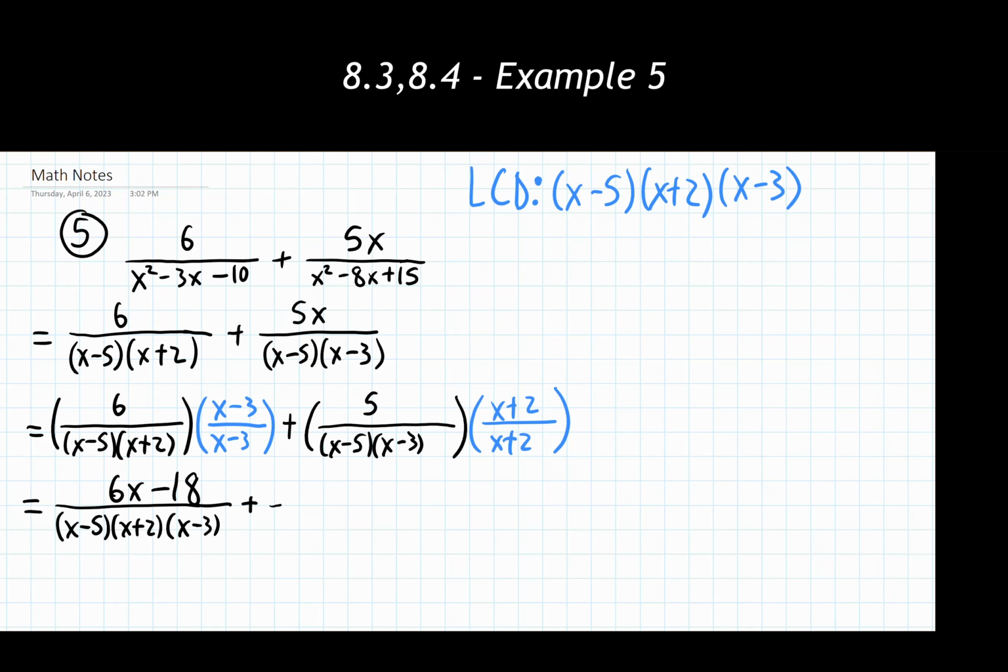Now I'm adding that with our second one, and I'm just going to start with writing the denominator out. And then the new numerator is going to be 5 times x plus 2, so that distributes through. I'm getting 5x plus 10. And now I'm combining everything together to be one single rational expression.